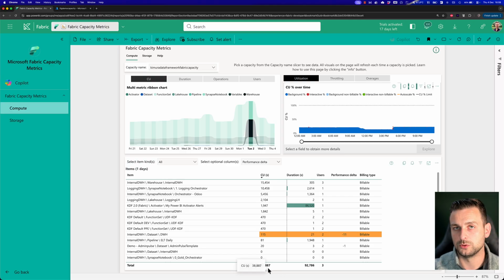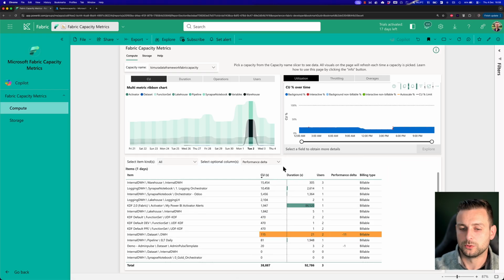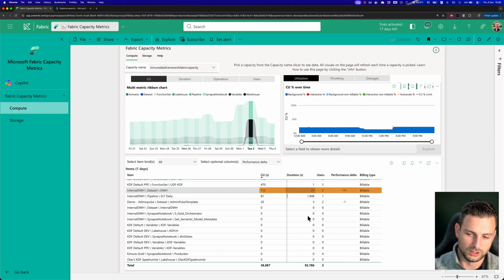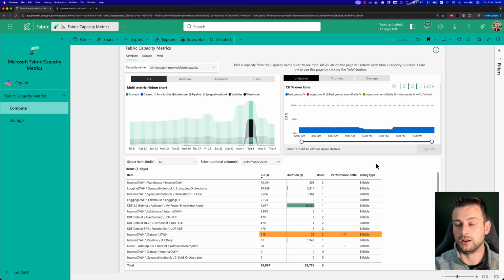However, if we were not, we could find out what we're actually spending here. So on the warehouse queries, we're spending 15,000 CUs on that day. On the logging orchestrator notebook, we're spending 10,000 CUs and so on. So here we can find out what's actually generating the spend on a per item level. And that is really cool, because if we are looking into overages, that helps us find out where we are actually generating that spend. Where are we actually consuming a lot of capacity?